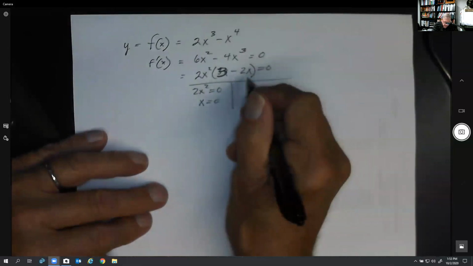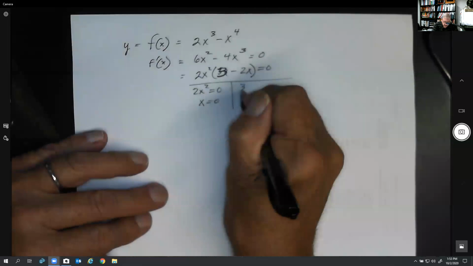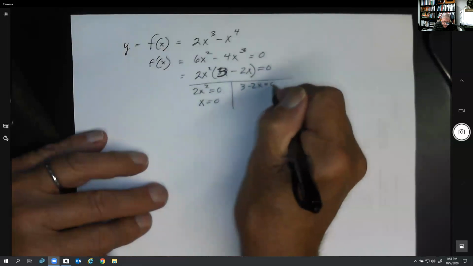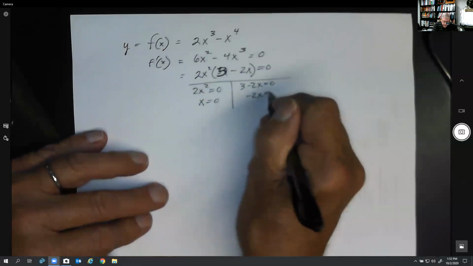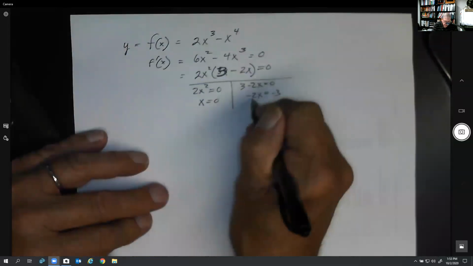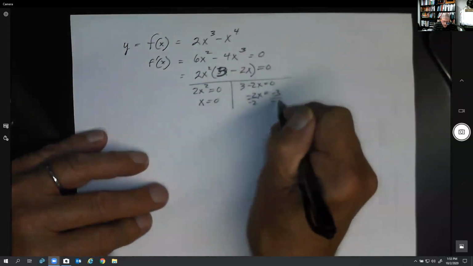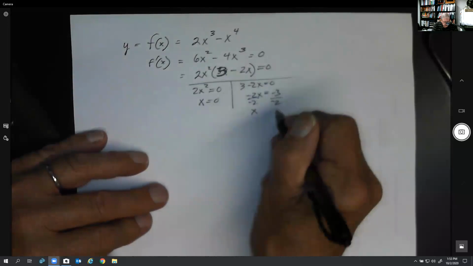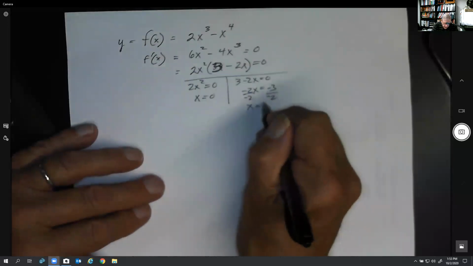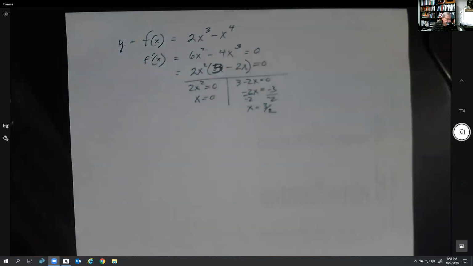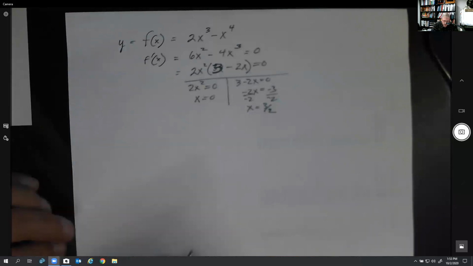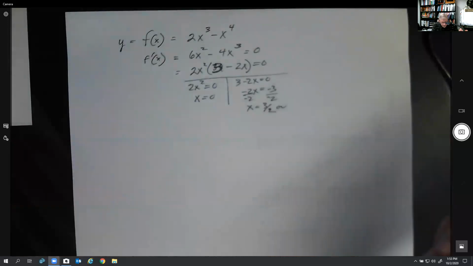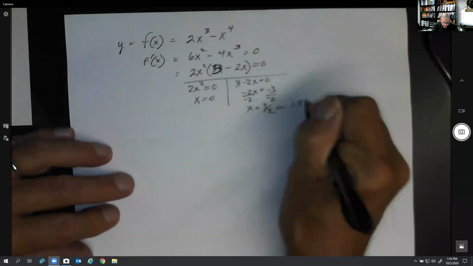And then we'll put in 3 minus 2x equals 0. Negative 2x equals negative 3. Divide by negative 2. Watch your signs because these are very important points. If your sign is messed up, obviously the whole thing goes downhill. So that's 3/2. Or if you wanted to use a decimal, you could use 1.5.